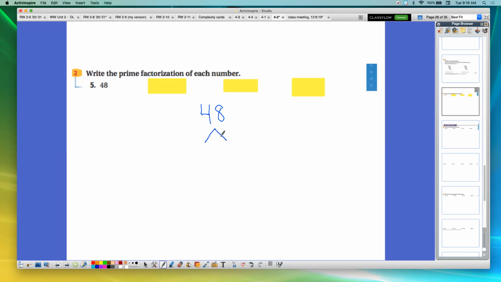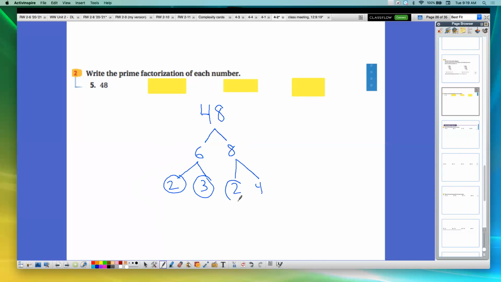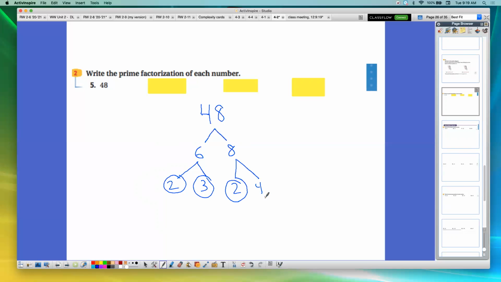Any ideas of some numbers that go into 48? 6 times 8. Okay, so I heard 6 and 8. What goes into 6? 2 times 3. Okay, we know both of those are prime, so we're going to circle those. For 8, we have 2 times 4. 2 is prime. 4 is not, though, so I need to keep going.